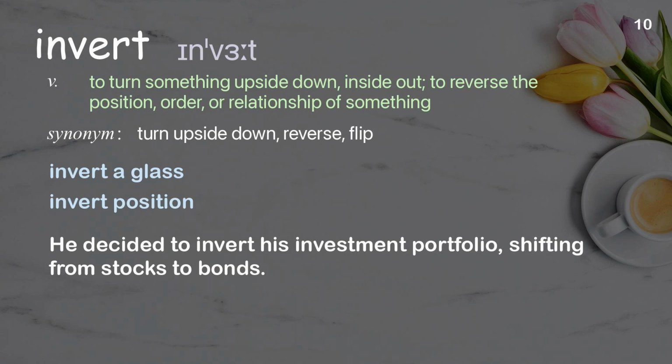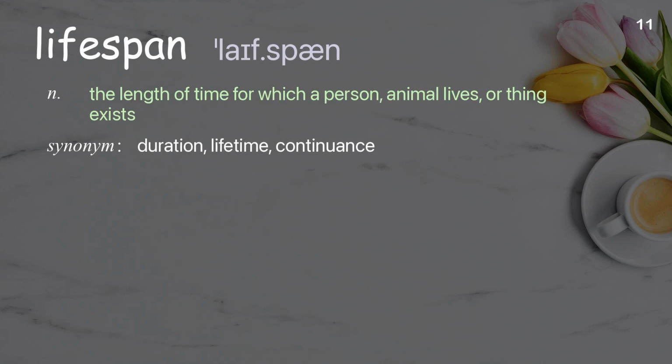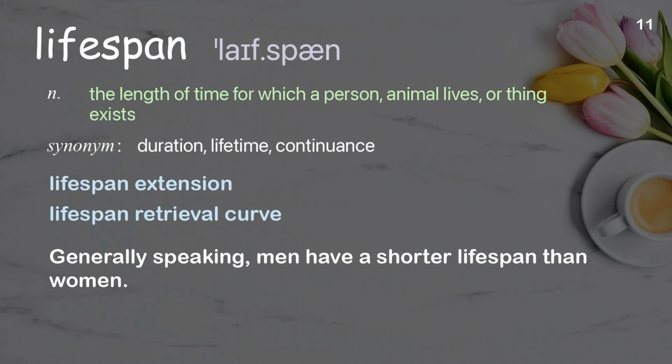Lifespan: the length of time for which a person or animal lives, or thing exists. Examples: lifespan extension, lifespan retrieval curve. Generally speaking, men have a shorter lifespan than women.